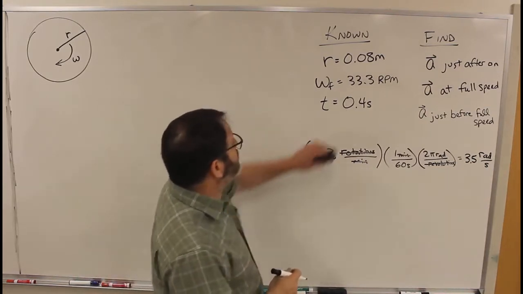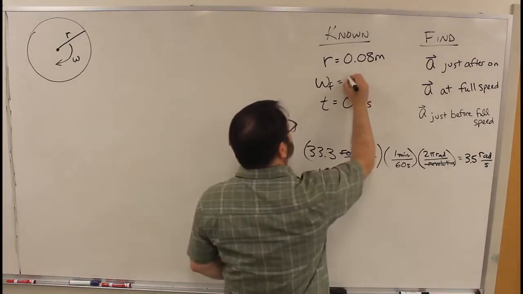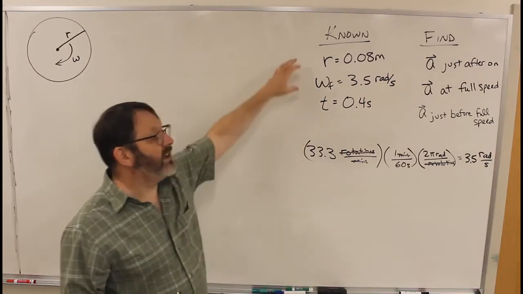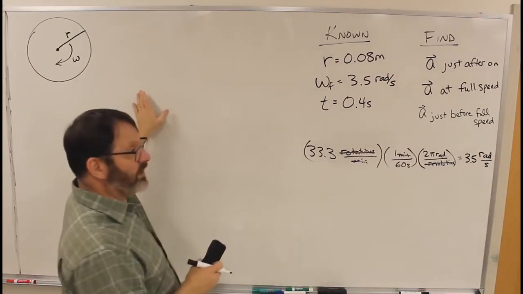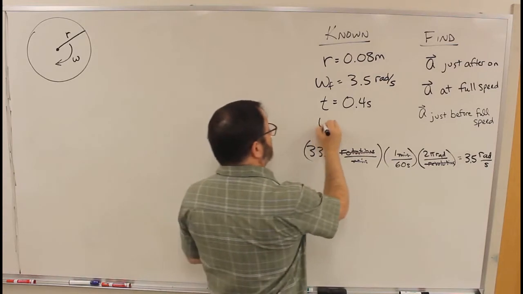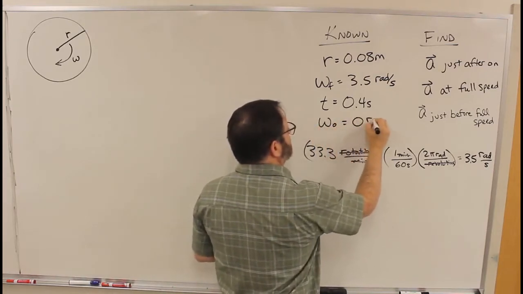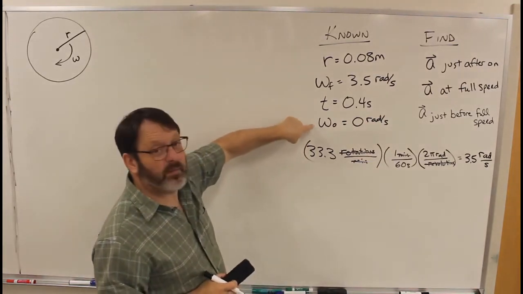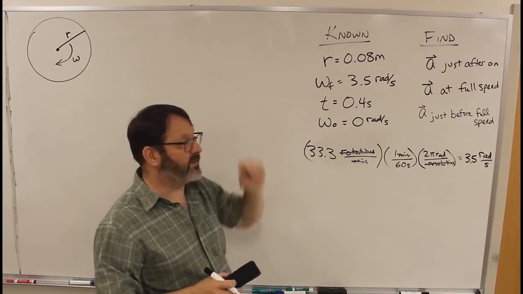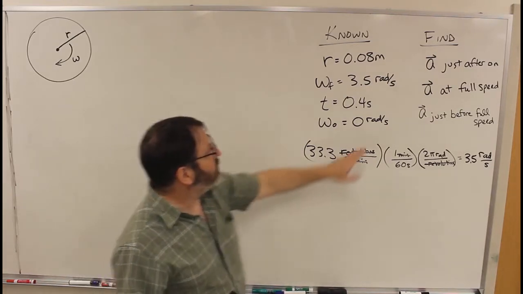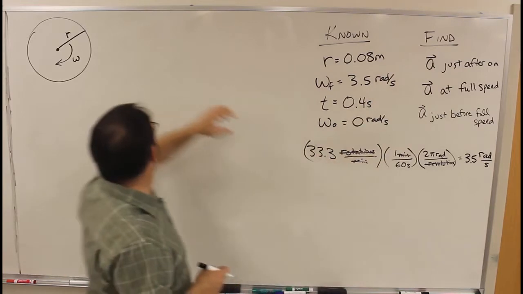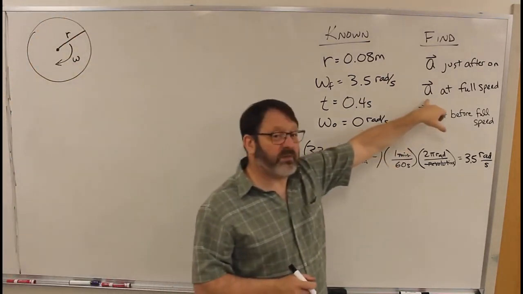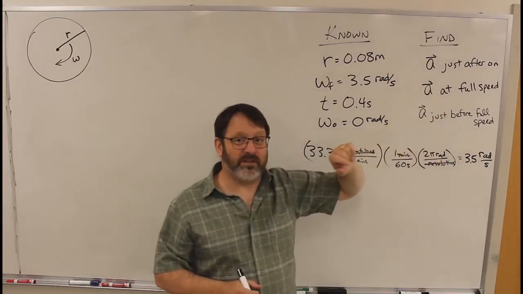So 33.3 RPM is about 3.5 radians per second. It starts not moving, so I should put an omega naught of 0 radians per second, and then it takes 0.4 seconds to get from 0 to 3.5 radians per second. All right, so now what we're looking for is the acceleration of a point 8 centimeters away just after we turn it on, when it's running at full speed, and just before it reaches full speed.